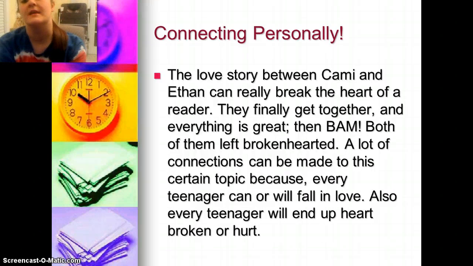Personally, the love story between Cammy and Ethan really breaks your heart because right at the end of the book they finally get together, and then something dramatic happens, and Cammy's never going to see Ethan again. Every teenager falls in love and every teenager gets hurt, so I think that a lot of kids reading this book would connect to this.